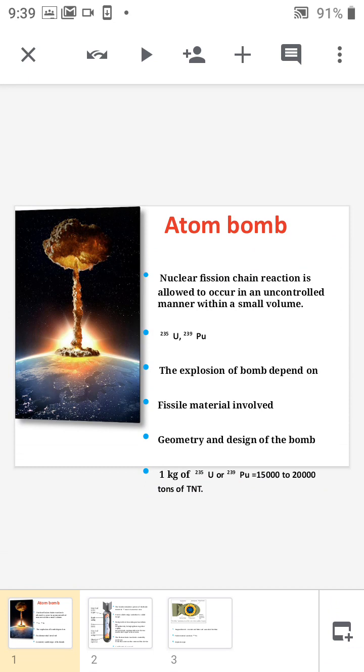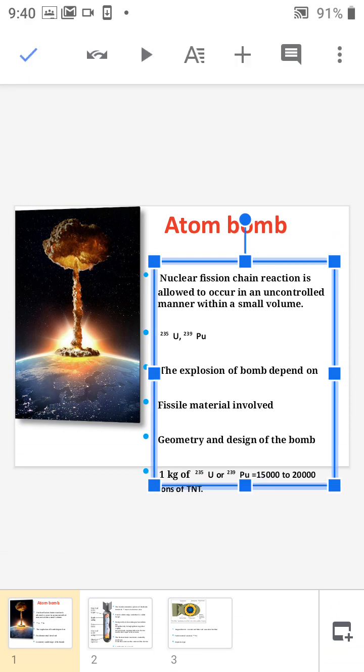First is the atom bomb. I already told you the atom bomb depends upon the nuclear fission reaction. So nuclear fission reaction means the splitting of a heavier nucleus to form lighter nuclei. There are two types of fission reaction. One is the controlled manner, the second one is the uncontrolled manner.